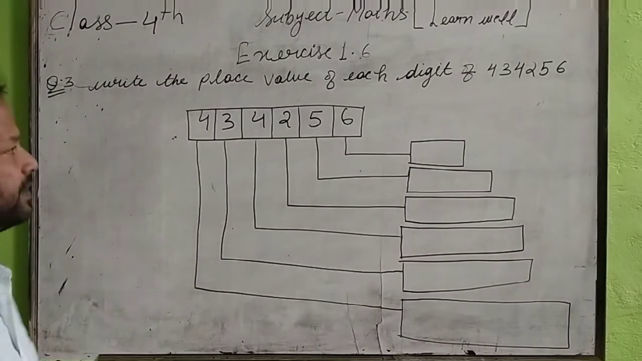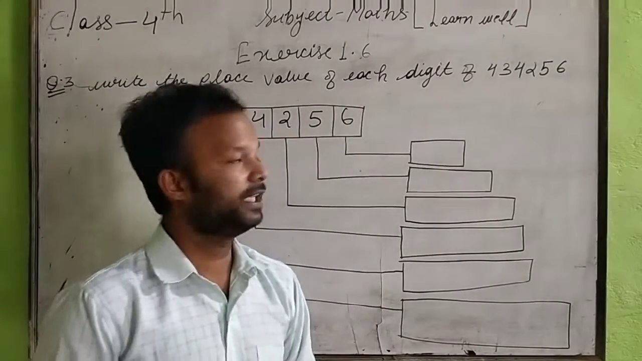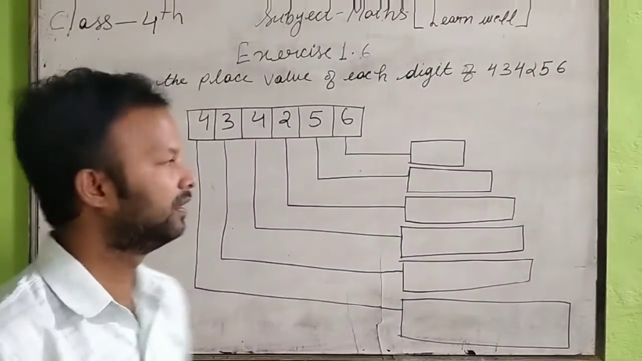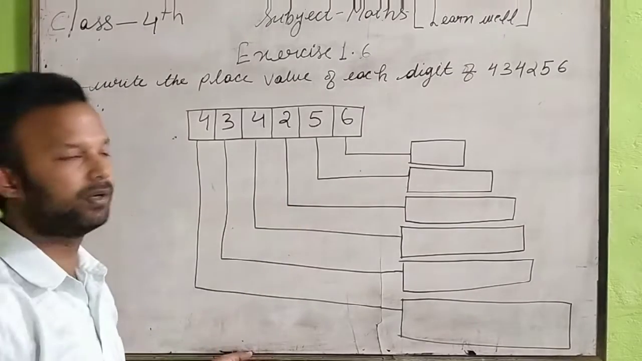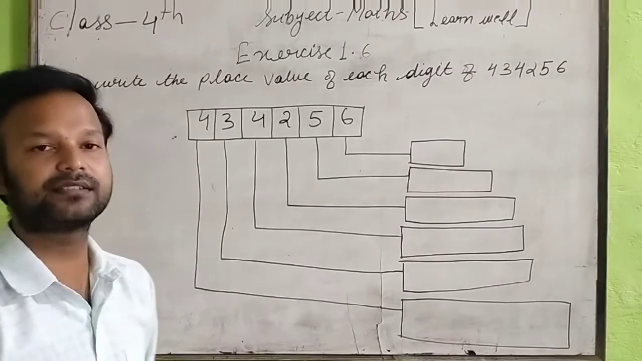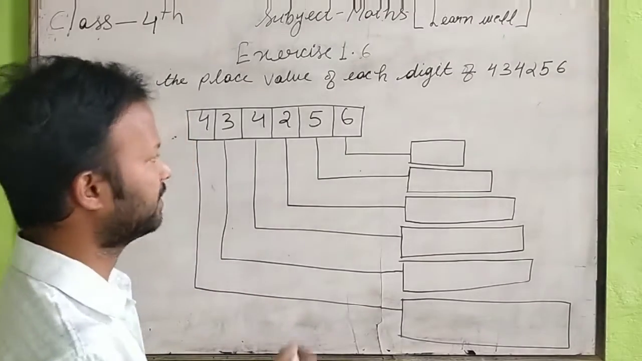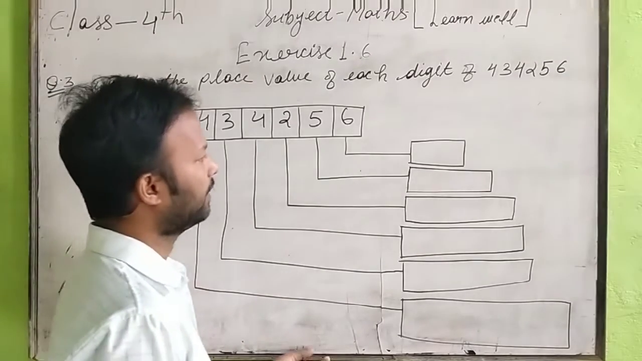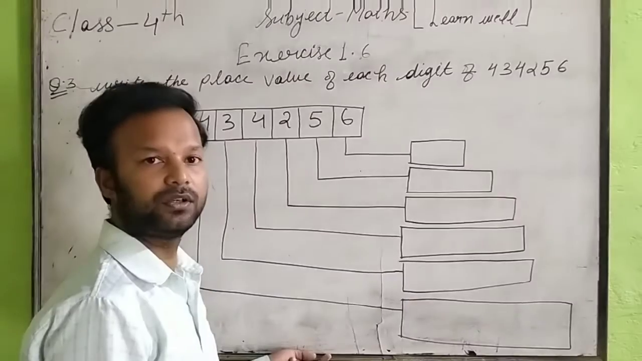Okay, now students, see question number third. Write the place value of each digit of 434,256. First you have to do like this. It is like this only, it is in your textbook also. So we have to write the place value according to the international system, not the Indian system. Now see here, it is how we read ones. It means 6 into ones.